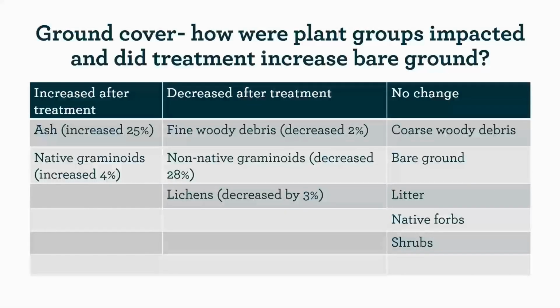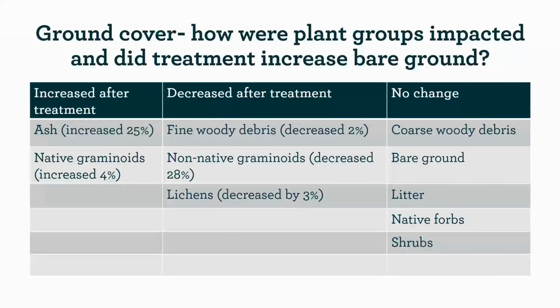Okay, so starting again with the ground cover groups, not surprisingly, we saw an increase in ash of about 25%. Also, a slight increase in native graminoids. We observed a decrease in fine woody debris, non-native graminoids, and lichens. Some of the differences in the graminoids may be explained by the fact that grass ID by the contractor improved from year 1 to year 2. So some of the differences in the graminoids may be due to that fact and not necessarily treatment effects.